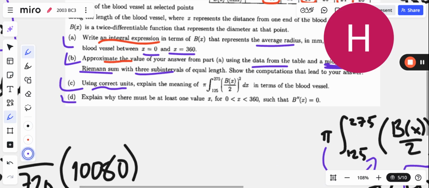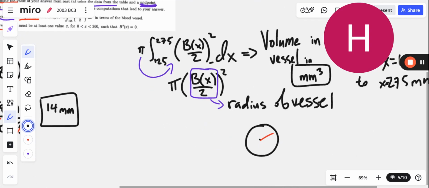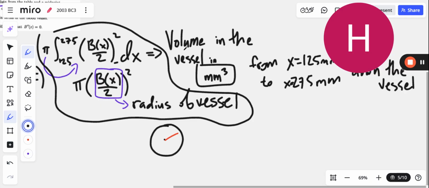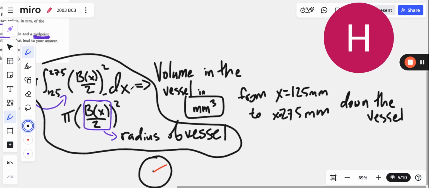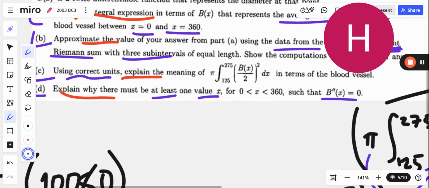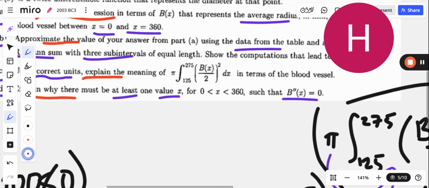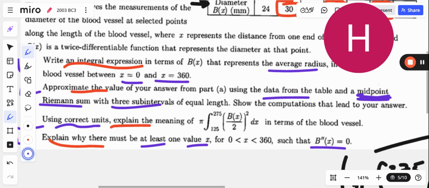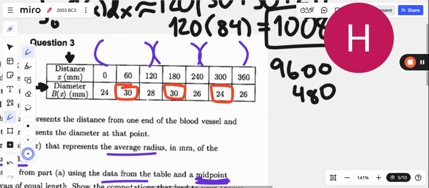Part D says explain. These were explains. So the explanation for part C is like this whole thing. That's like y. It represents the volume, and it's in millimeters cubed. Explain why there must be at least one value such that B double prime equals 0. Well, whenever we're guaranteed that something hits 0, that means that we're predicting it goes positive to negative, or negative to positive, right? So let's take a look at these values and explain what is exactly going on there.